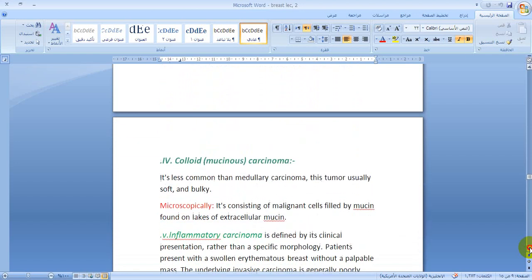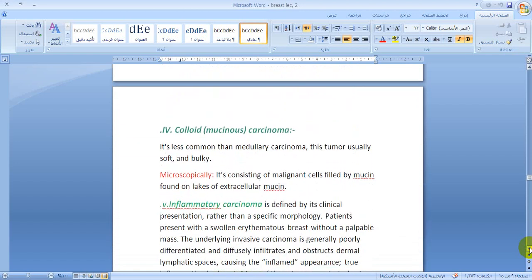الكولويد mucinous carcinoma it is less common than medullary carcinoma and usually this is a tumor soft and bulky. Microscopically consists of malignant cells filled by mucin found in lakes of extracellular mucin. نلقى malignant cell وياها lakes of extracellular mucin، بحيرات من الميوسين surrounding the malignant cell.